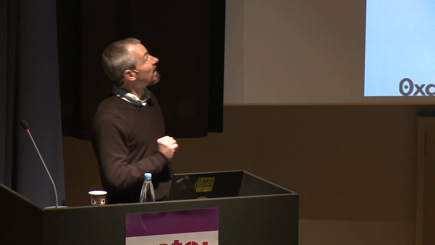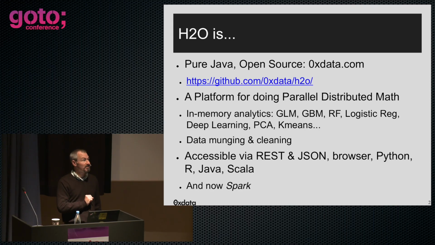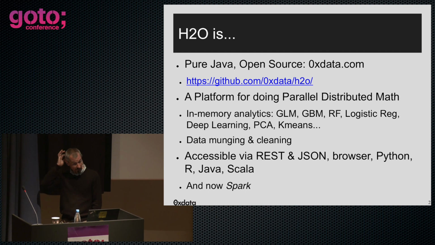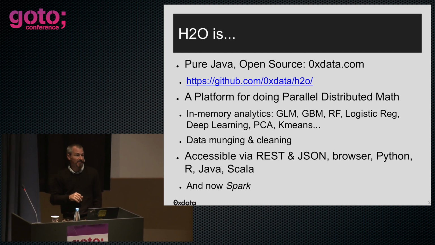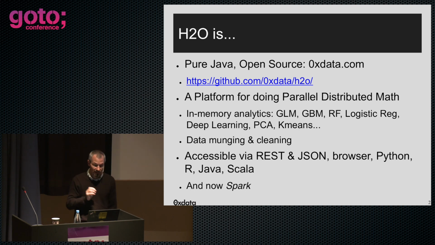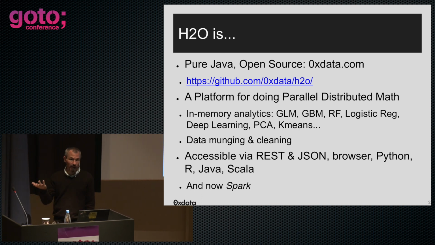Big is somewhere between gigabytes and terabytes, in the sense that beyond terabytes, that's too big for an in-memory solution conveniently. So we're building a platform. It's pure Java, open source. You can get it straight off GitHub, and the website has a jar file that you can download and go. It just takes one jar, and it often runs. It's a platform for doing parallel distributed math.